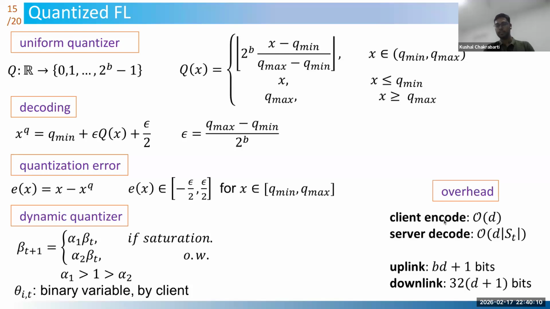So all the overhead coming from the quantization is order of d. That means it does not increase your federated learning algorithm complexity, because to send the gradients you always need at least order of d pieces of information.